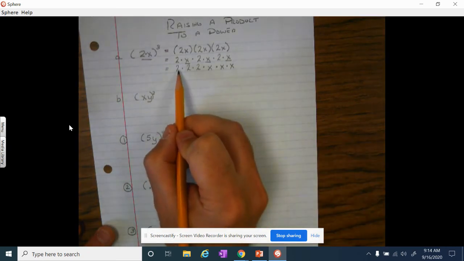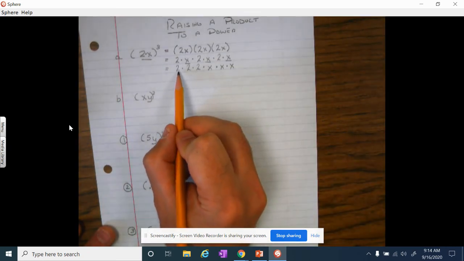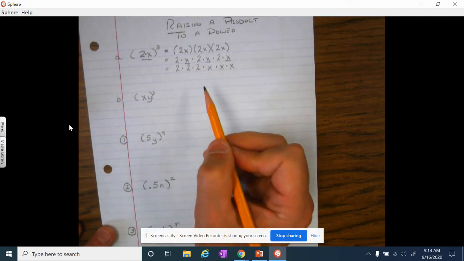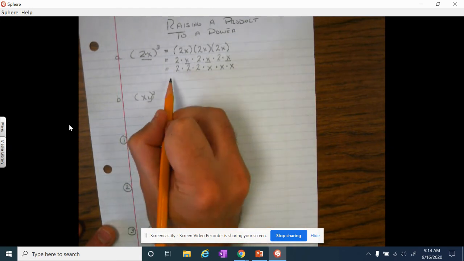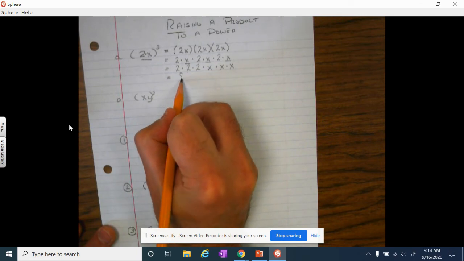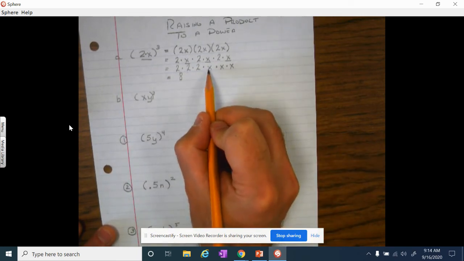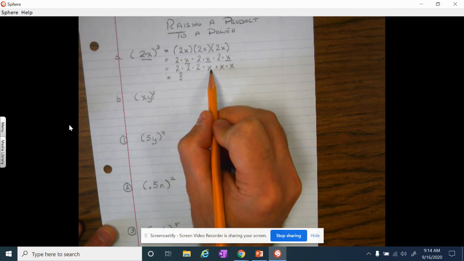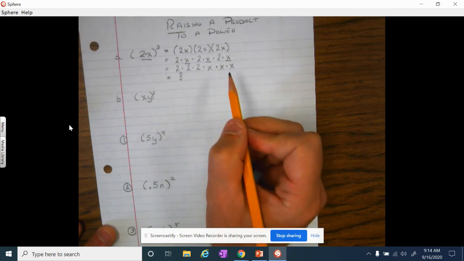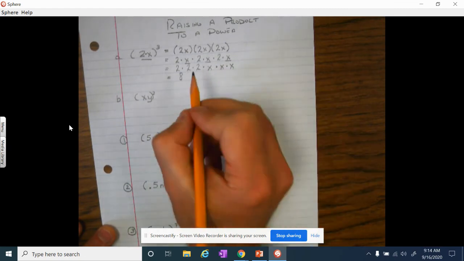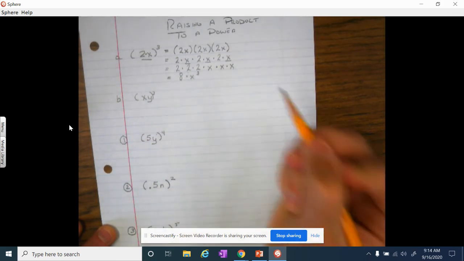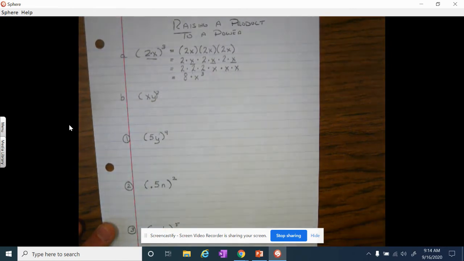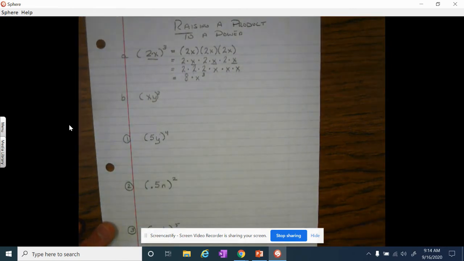So on the left side of my answer, I'm going to have what is 2 times 2 times 2? So I'm going to simplify that. Well, 2 times 2 is 4 times another 2 is 8. And then all I can do with my x's, x times x times x, because x is a variable, I don't know what x is, I'm just going to list how many x's that I have. And so I have three x's. So my answer is 8 times x to the third.